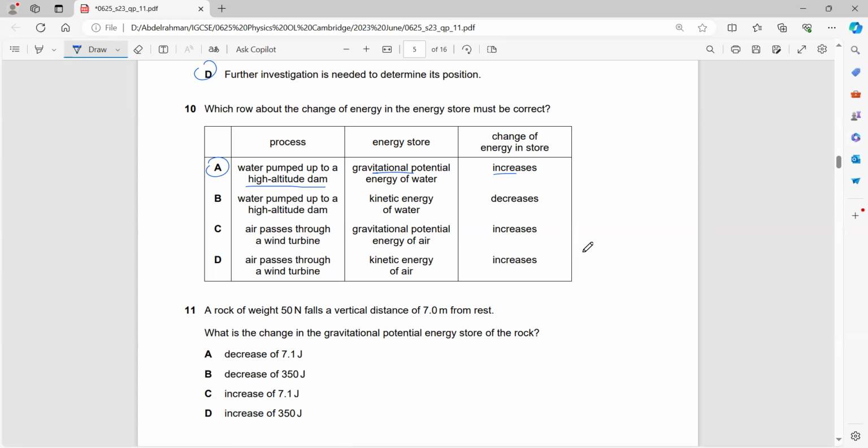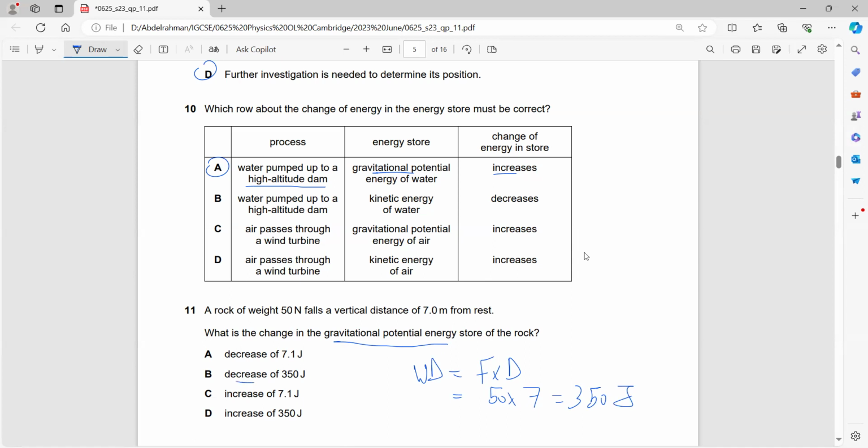A rock of weight 50 newtons falls a vertical distance of 7 meters from rest. What is the change in gravitational potential energy? You are not required to know the equation for gravitational potential energy, but you're required to know the other equation, which is work done. Work done equals force times distance. The force is 50 newtons and the distance is 7 meters. So the work done is 350 joules.